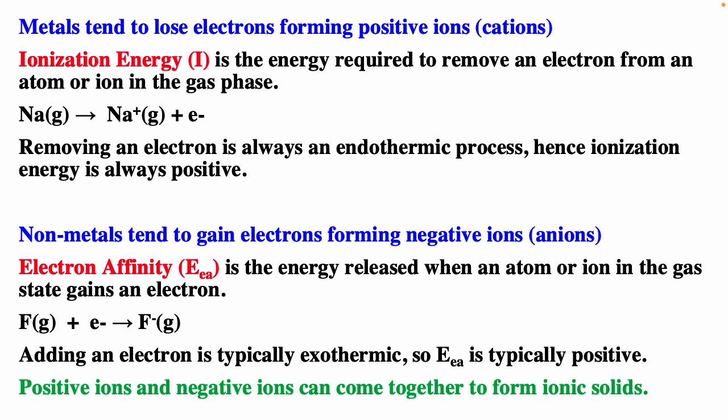And so metals tend to lose electrons forming positive ions, which are called cations, because their ionization energies are lower than nonmetals. Nonmetal elements tend to gain electrons forming negative ions, anions. They have more positive electron affinities typically than metals. Now the positive ions and negative ions can come together to form ionic solids.